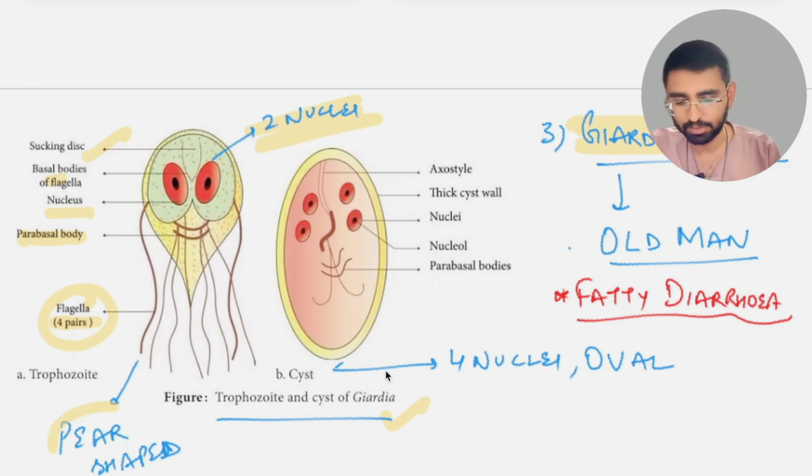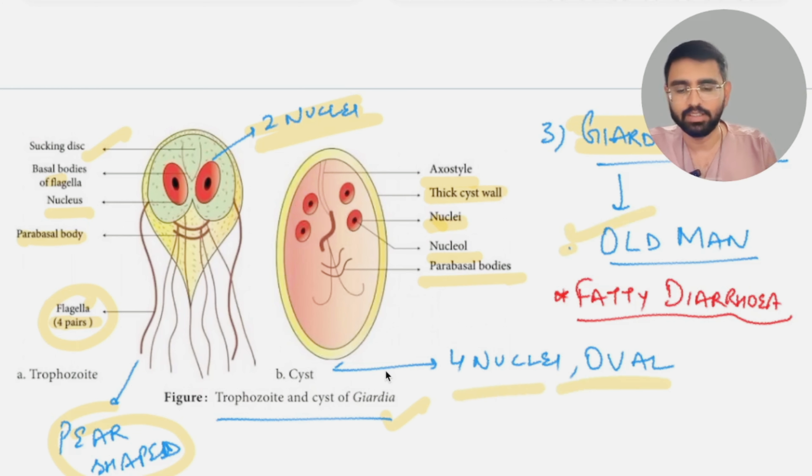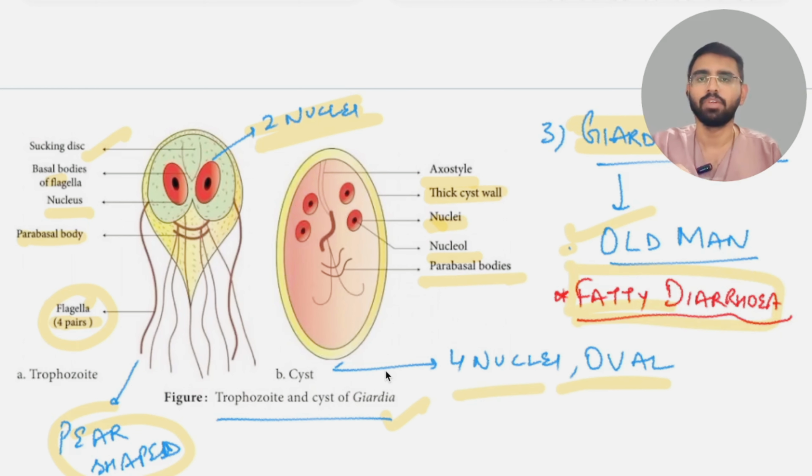The shape is pear shaped, and the cyst has an axostyle. There is a thick cyst wall, 4 nuclei, nucleolus and parabasal bodies. The main feature is 4 nuclei and it is of oval shape. The mnemonic is the old man, like these are the beard of an old man, and it causes fatty diarrhea, steatorrhea. The main cause is Giardia lamblia.